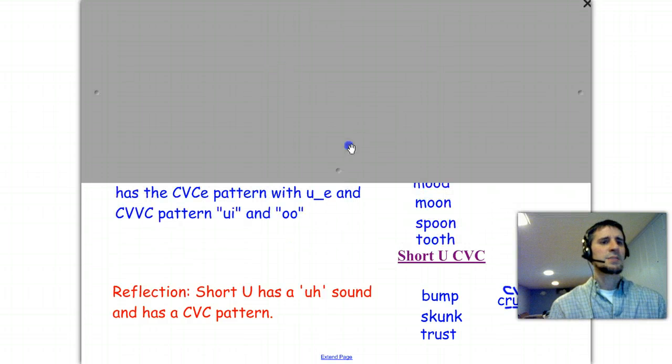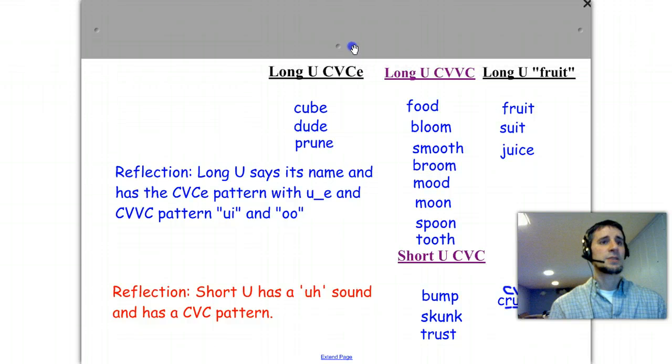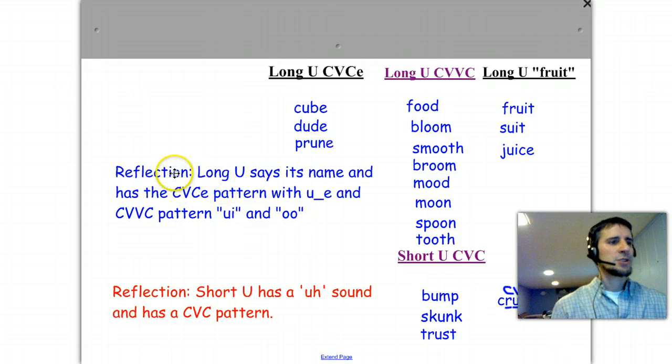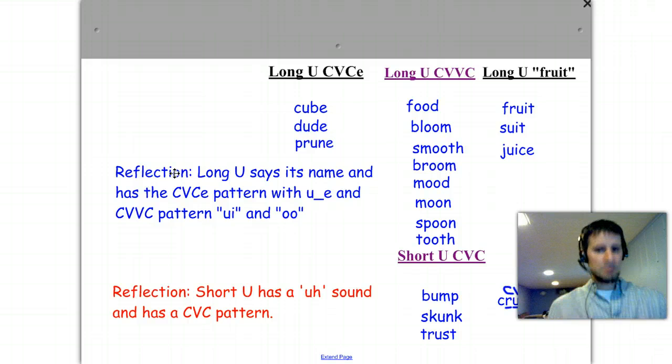Okay. Next up, we have three categories here. You're going to have five categories for this week, so you're going to have to split up one of your other categories into smaller categories. With this category, we're looking at long U's this time. Over here, where it says reflection, you're going to write this down in that little box: long U says its name, U, you're going to hear that U sound, and has the CVC with the E at the end, magical E, draws out that long vowel sound, CVC E pattern with U blank E.